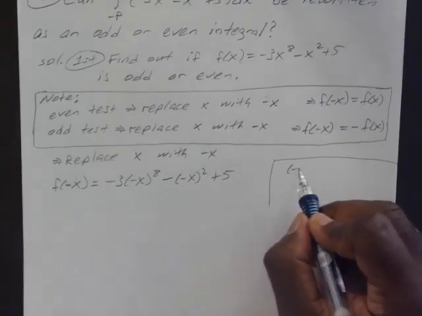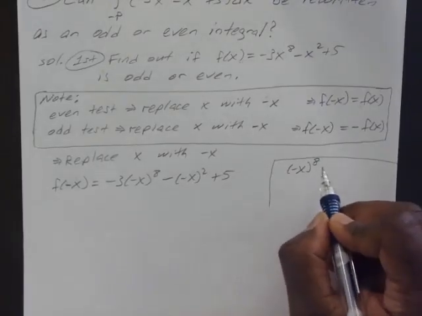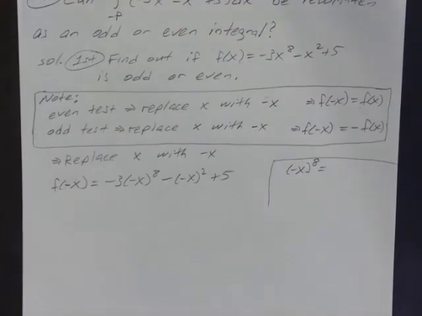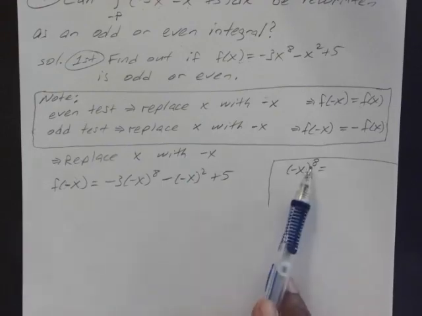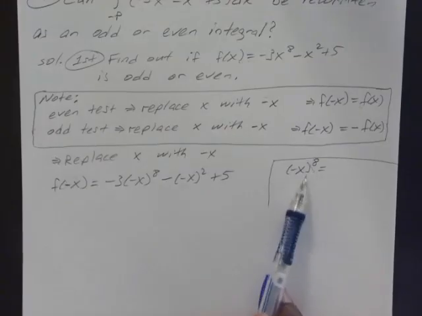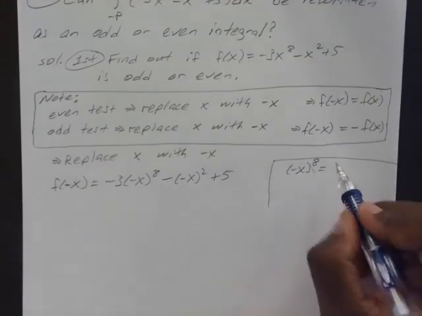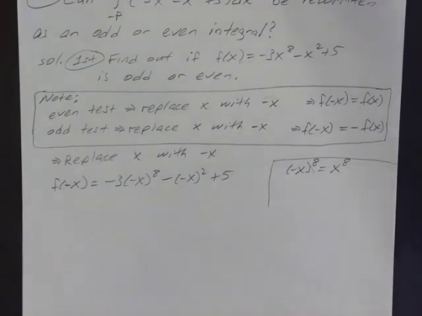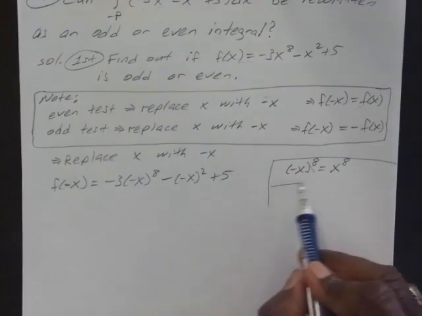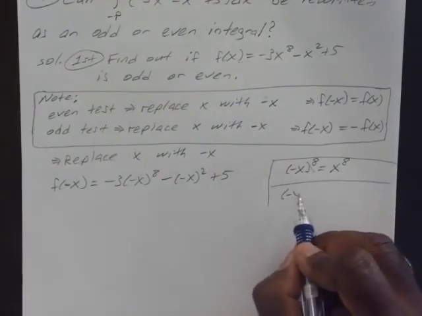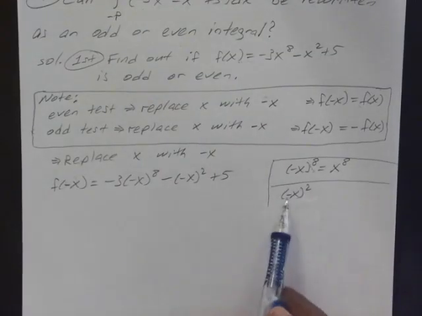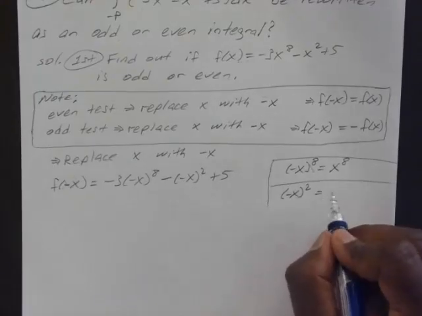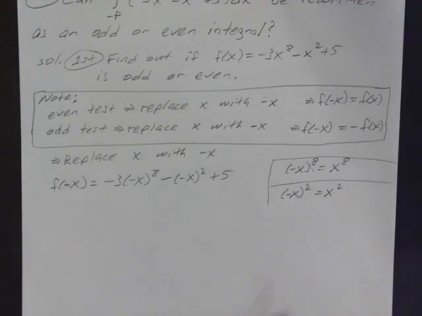Okay, well, we know that negative x to the 8th power is just negative x times negative x times negative x times negative x, and so on, 8 times. Multiply it to itself 8 times. Well, if it's an even exponent for that negative factor, then all those negatives cancel each other out. So that's just x to the 8th power. Same thing with negative x squared. Negative times negative would be positive, so that's just positive x squared.